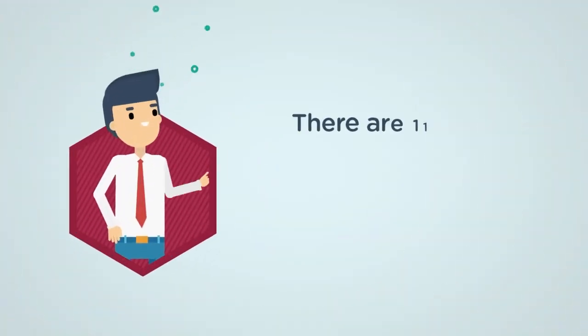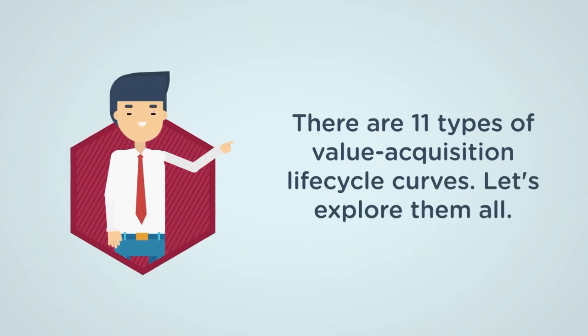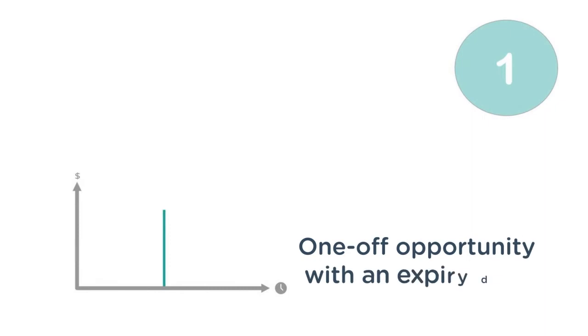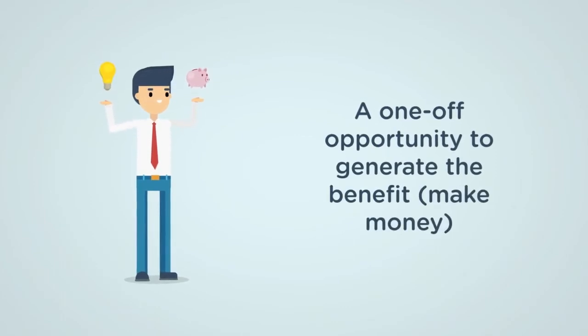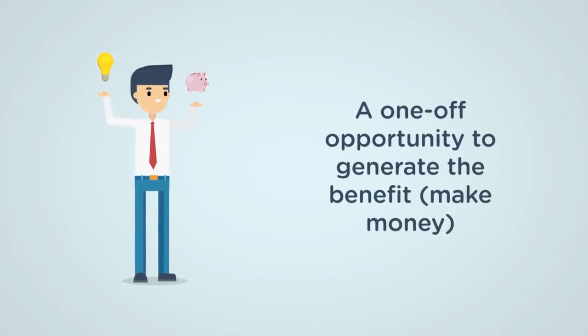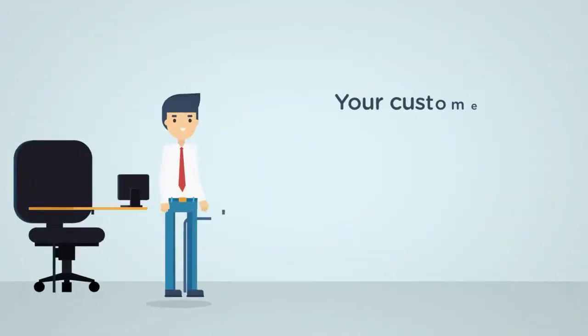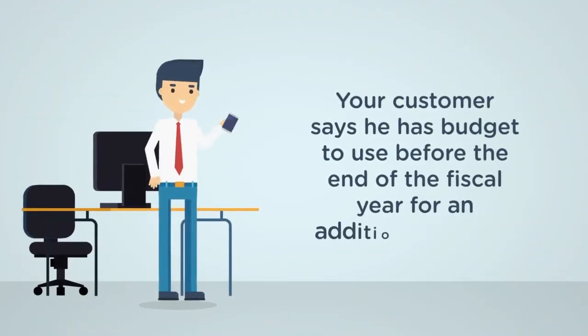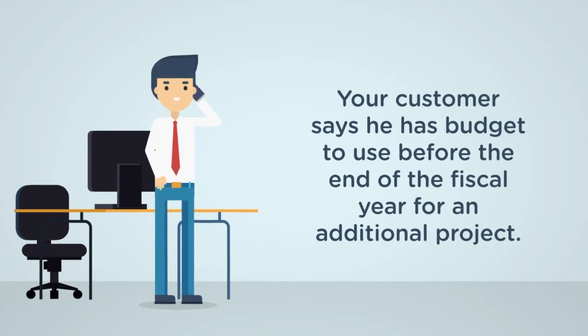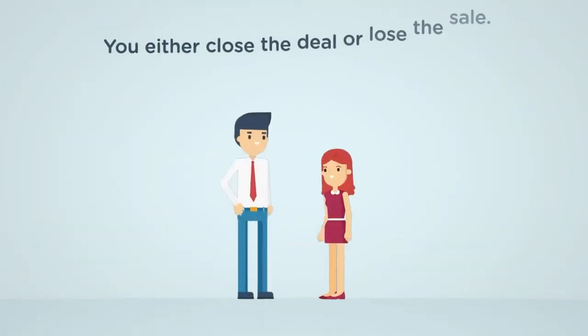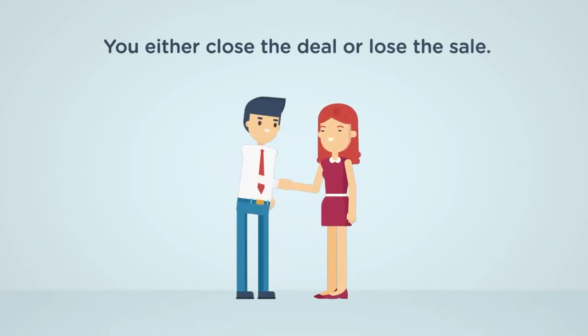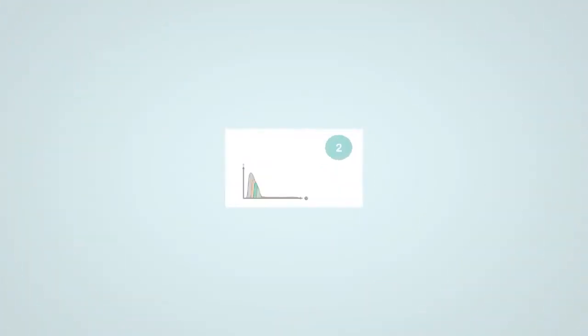There are 11 types of value acquisition lifecycle curves. Let's explore them all. One-off opportunity with an expiry date. It is a one-off opportunity to generate the benefit, make money, and after that opportunity, the chance is gone. For example, your customer has some annual budget left to spend before the new fiscal year. You either take the opportunity before the expiry date or lose the sale.